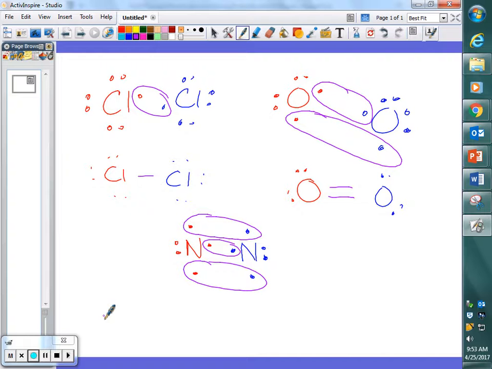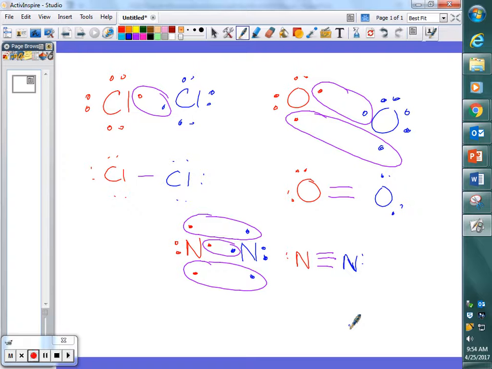All right, good, all right? How many covalent bonds exist between these 2 nitrogen atoms? 3, right? So we could represent that with 3 lines in between them, all right? Just like that, okay?